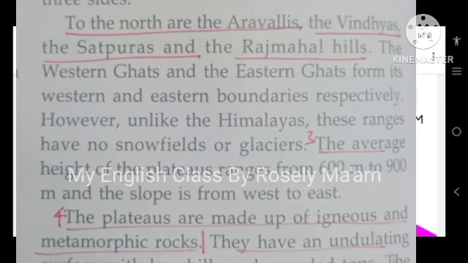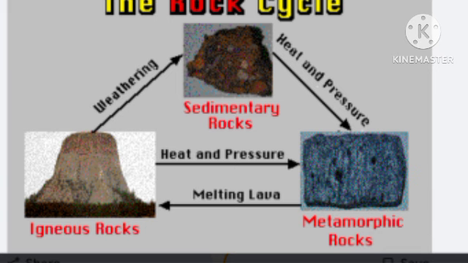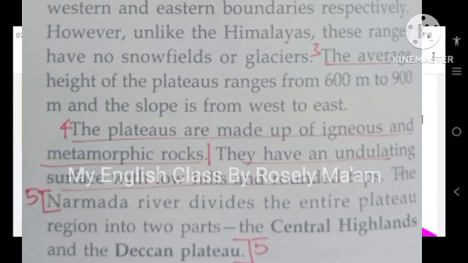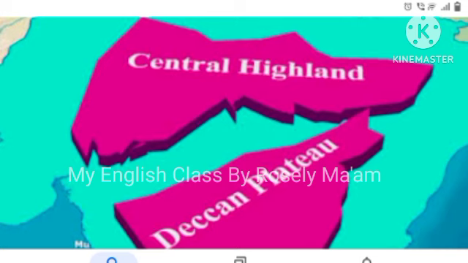The average height of the plateau ranges from 600 meter to 900 meter, and the slope is from west to east. The plateaus are made up of igneous and metamorphic rocks. They are an undulating surface with low hills and rounded tops. Narmada River divides the entire plateau region into two parts, that is the Central Highlands and the Deccan Plateau.